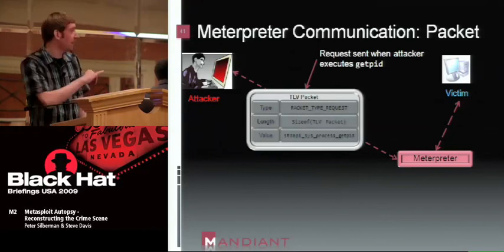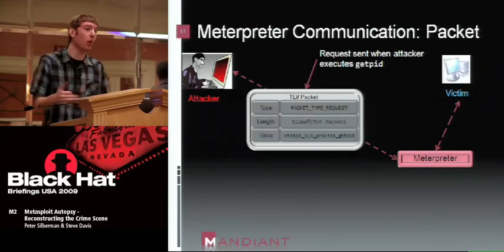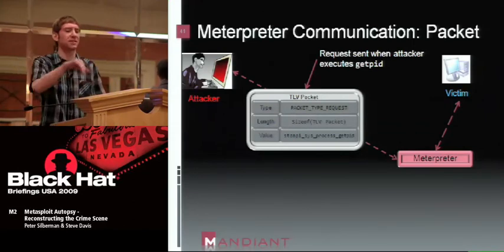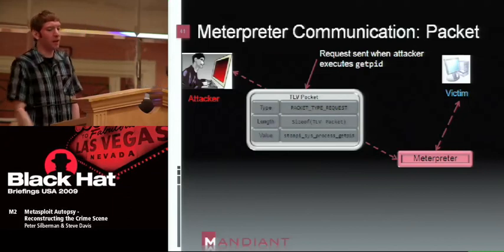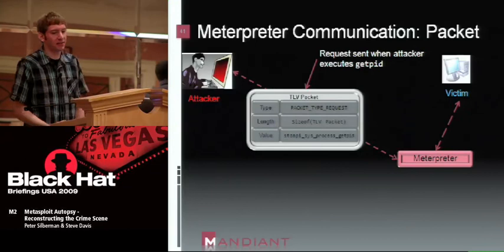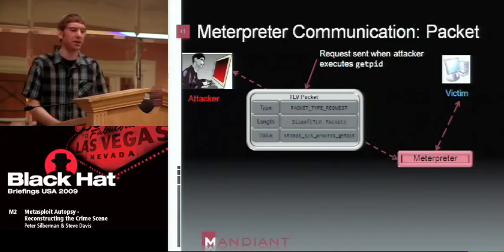And the specific packet that we have listed here is going to be packet type request, which means that the attacker is requesting something from Meterpreter. And you can see we have the type length value laid out here. The type's the packet type request. Length is going to be the size of the TLV packet. And value is going to be this standard API sys process get PID.